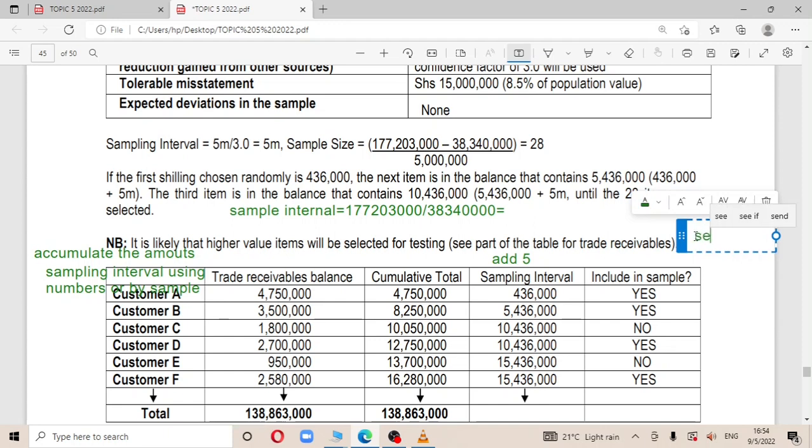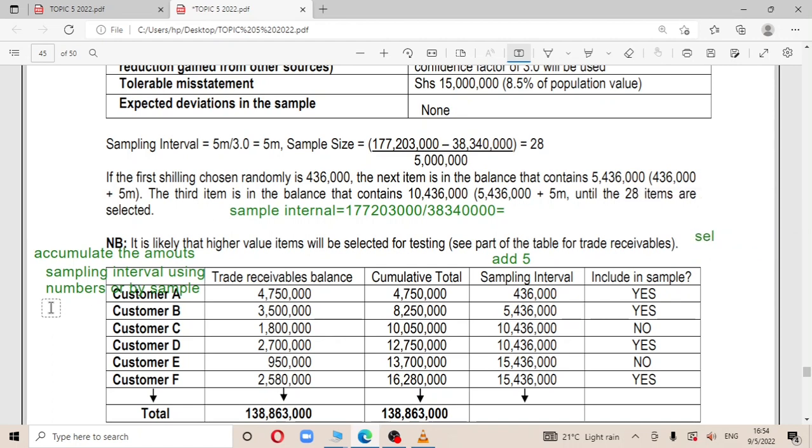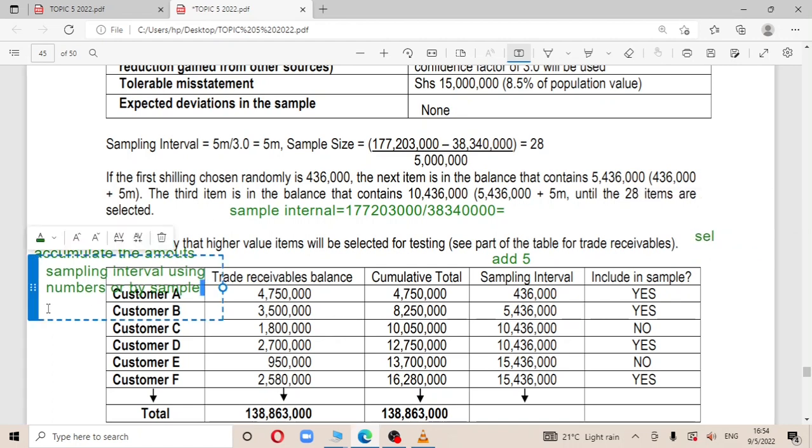Remember, these are the steps above here. I said start by accumulating the amounts, then get the sample interval. From the sample interval, select all amounts in the accumulated amounts. Select all accumulated amounts above the sample interval.